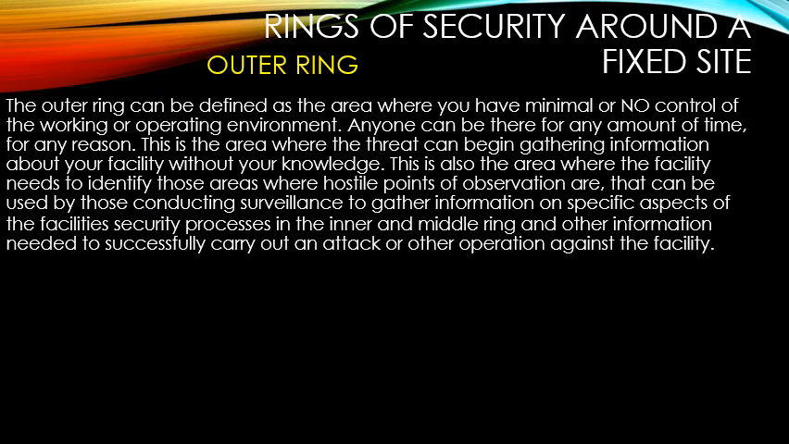So the outer ring is going to be defined as the area where you have minimal or no control of the working or operating environment. Anyone can be there for any amount of time, for any reason. This is the area where the threat can begin gathering information about your facility without your knowledge. This is also the area where the facility needs to identify those areas where hostile points of observation are that can be used by those conducting surveillance to gather information on specific aspects of these facility security processes in the inner and middle ring and other information needed to successfully carry out an attack or other operation against the facility.